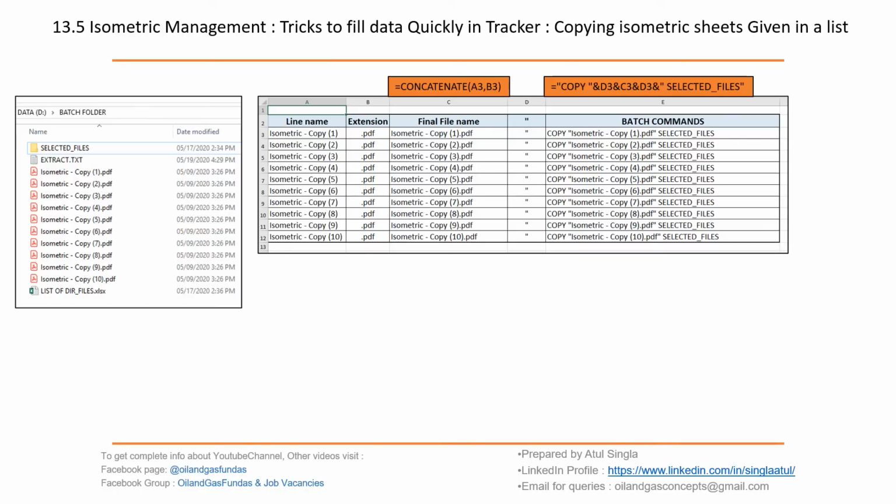You have an Excel file where the list of 10 isometrics is there. This is a one-time activity we have to do. We take the extension and the file name, and use the CONCATENATE command to join these two. Then we have created a batch command. This is the formula we are going to use to create this. Next time you just have to fill in the line number here and this will be ready.